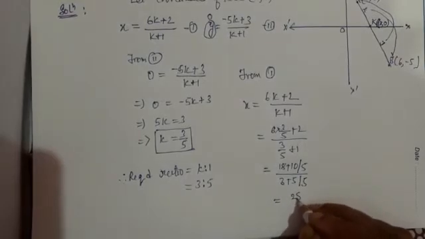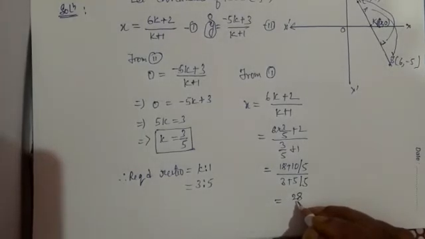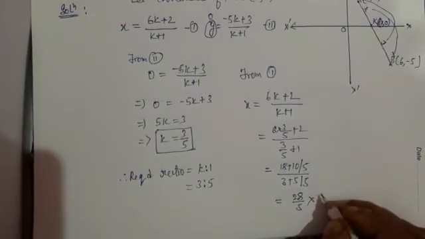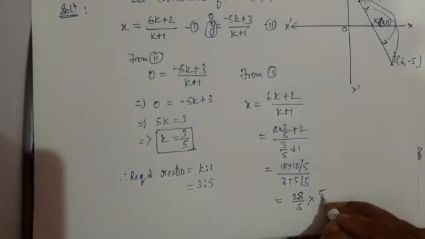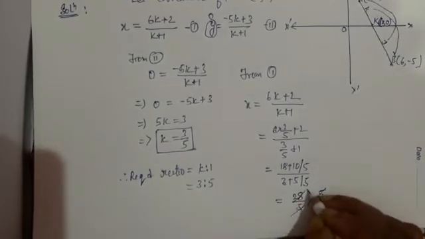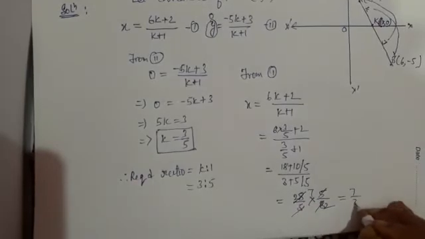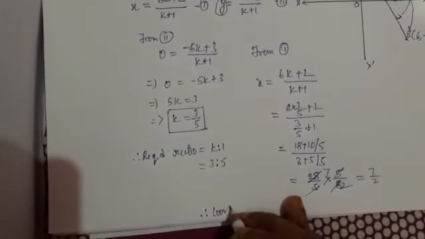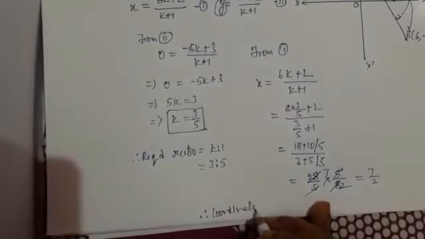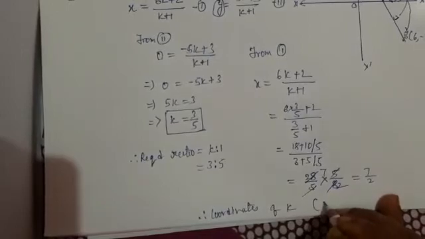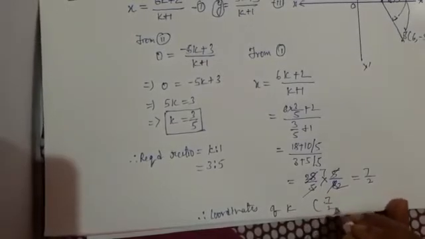That means 28 by 5 into 5 by 8. 5 5 cancel, 4 2's are 8 and this 7. So value will be 7 by 2. Therefore we have coordinates of K will be 7 by 2 and 0.